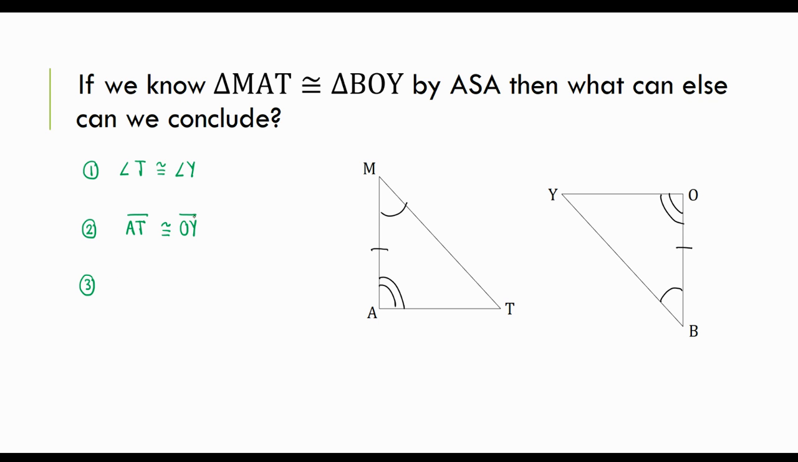The other segment would be the segment MT. That would be congruent then to the segment BY. Once again, M was marked, so was B. They had to be in the same spot. T and Y are also congruent. So those are the 3 things that we would have to know because we have congruent triangles.